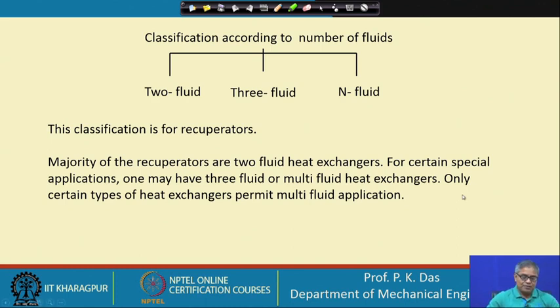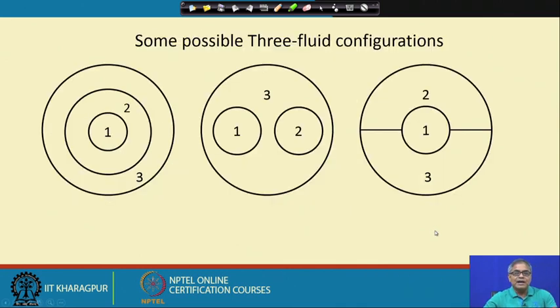I just like to give some example. Majority of the recuperators are two fluid heat exchangers. For certain special applications, there may be three fluids or more than three fluids. So, that is what we are going to see. Here I have schematically shown three heat exchangers. These are all tubular heat exchangers. The metallic envelope is of circular shape. The cross section of the metallic envelope is of circular shape. I have taken the cross section.